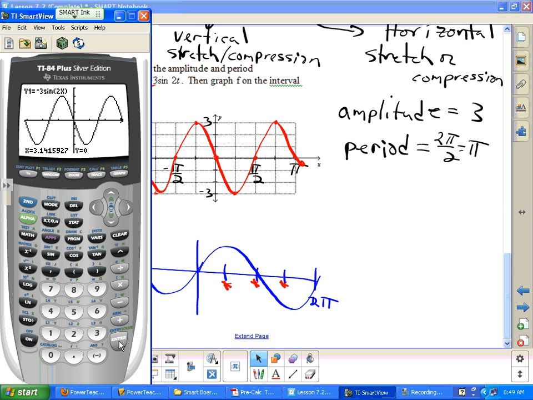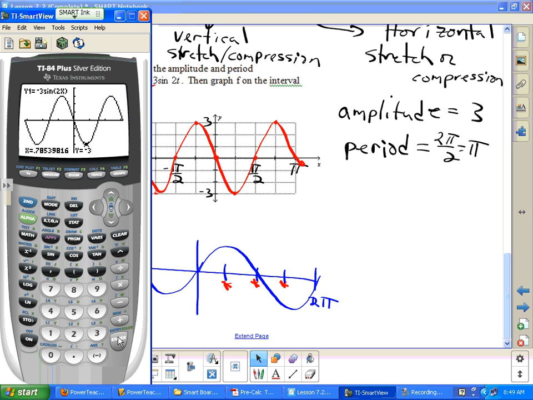What's half of pi? Pi over 2. So if I go to pi over 2, using my trace, hey, there I am. I'm still at 0. So what's half of pi over 2? If I do pi divided by 4 with my trace, there we are at negative 3. So I could transform those numbers also if I needed to.